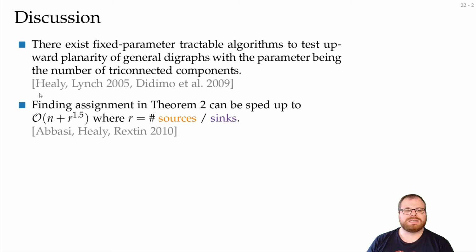And finding the assignment in theorem 2 can even be sped up. So instead of using this flow network, we can use an algorithm by Abbasi, Healy, and Rextin. There we only need order of n plus r to the 1.5, where r is the number of global sources and sinks. So if this is very small, then we can do it even in linear time.